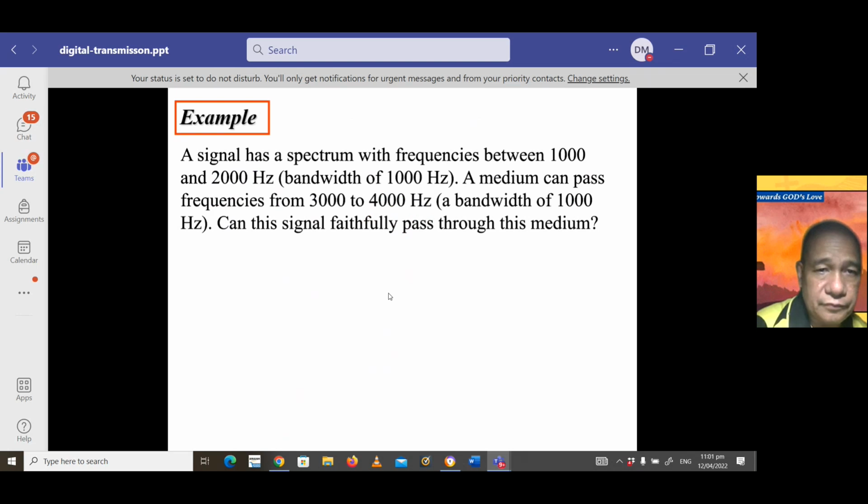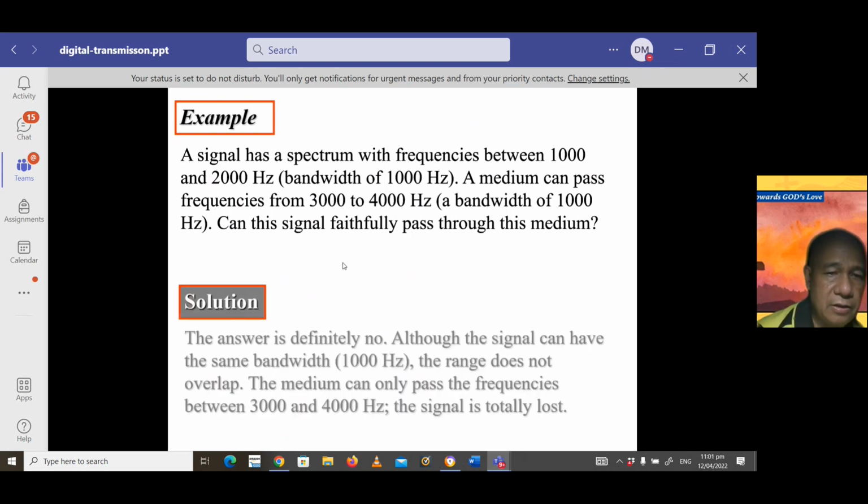Now, example, if we have a spectrum from 1K to 2K, so 2 minus 1, we have 1000 hertz. So a medium can pass frequency from 3 to 4K, so a bandwidth of 1000 hertz. Can this signal be passed through the medium? Of course not, because the signal has the same bandwidth of 1000 hertz, but the range does not overlap the 3 to 4K allotted.